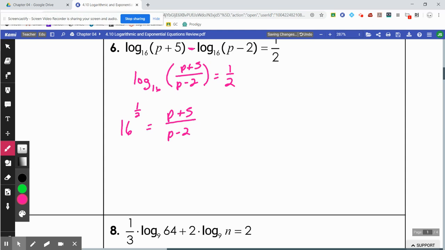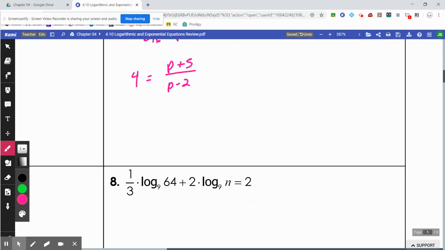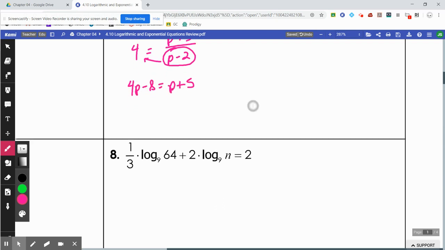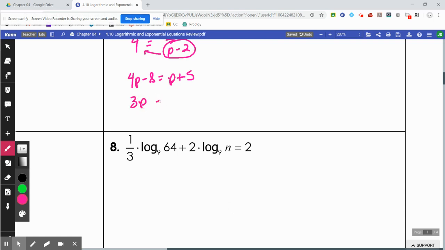16 to the 1/2 is the same thing as the square root of 16, so let's go ahead and rewrite that as 4. Let's move our denominator by multiplying. Make sure you distribute when you multiply. That'd be 4p minus 8 equals p plus 5. Move your p's to one side. Move your numbers to the other side. Divide by the 3, and you have a final answer of p equals 13/3. You can check that. It does check out.